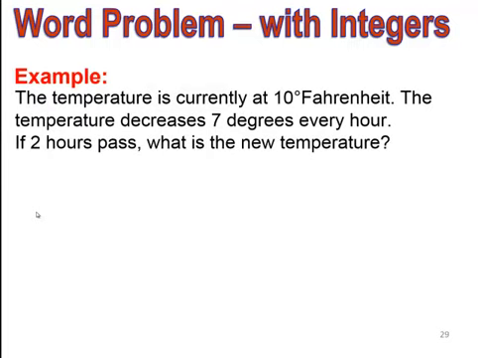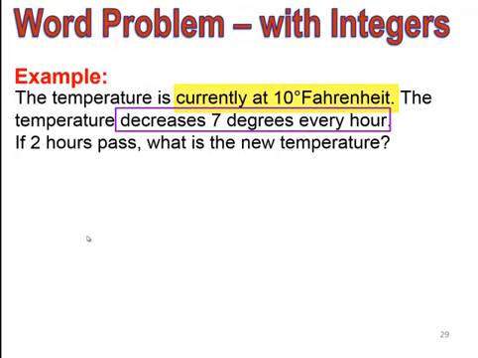This next one is a combination problem. Temperature is currently at 10 degrees Fahrenheit. The temperature decreased 7 degrees every hour. If 2 hours pass, what is the new temperature? So in order to find the new temperature, we're going to start off with the 10 degrees Fahrenheit, and knowing that it decreased 7 degrees every hour. So the first thing I want to find is, in 2 hours, how much did the temperature decrease by?